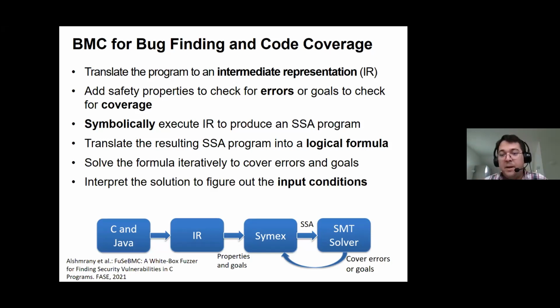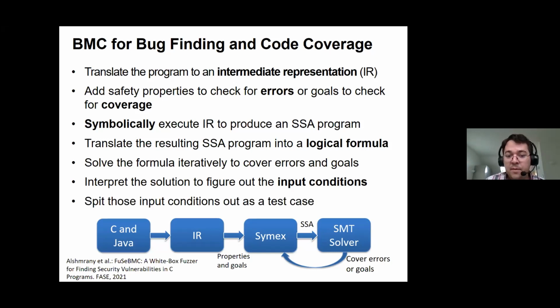And then we interpret the solution. Once you get a counterexample, we interpret the solution to figure out the input conditions. And then you write those input conditions as a test case. Okay, so you have a format. We create those test cases as an XML file, right? And then you can give this to a test validator, those inputs translated as a test case in XML, to be checked by that validator.